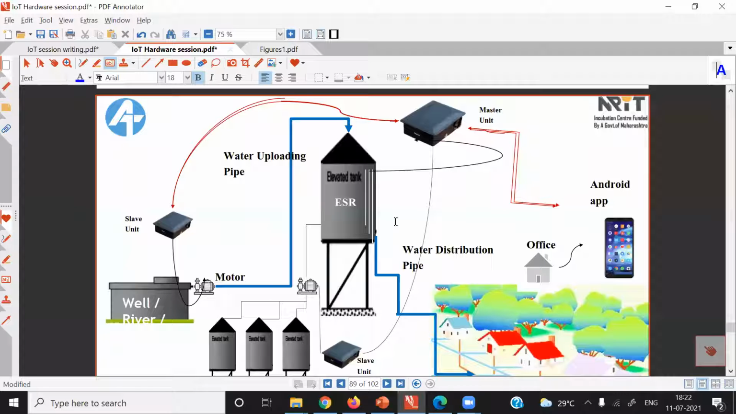In addition, this master device and slave device can also be controlled through the Android app. So we have developed two different models. That is the master slave combination, and another method is for multiple tanks with only one water pump.